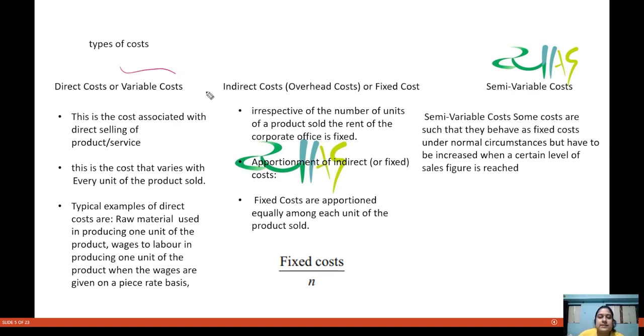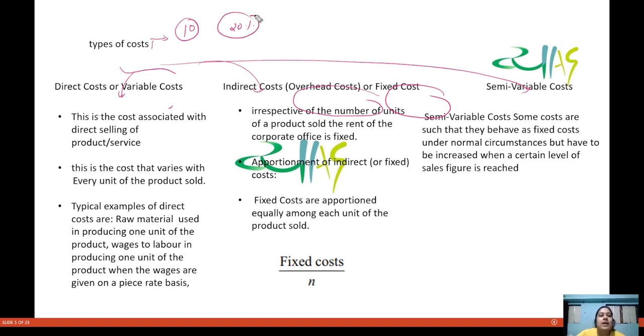So types of cost is of how many types? So you have direct cost or variable cost. You have indirect cost, which is also known as overhead cost or fixed cost, and then you have semi-variable cost. Now, what is direct or variable cost? Okay, so for example, you are selling a product for rupees 10 and you are having 20% profit.